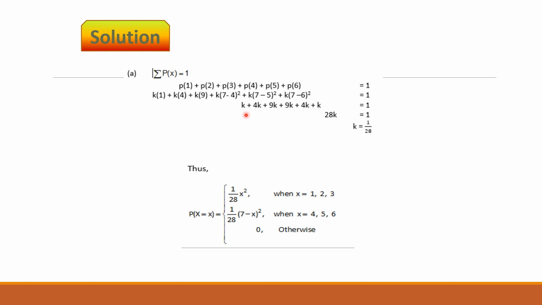So you're going to have all these values, which, when you total it up, you will get 28K and let it equal 1. Therefore, K is 1 over 28. So you can substitute back in your function.